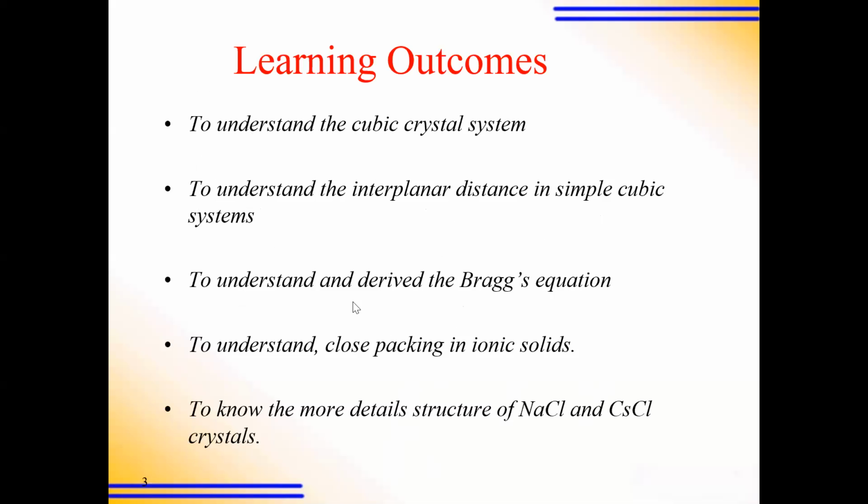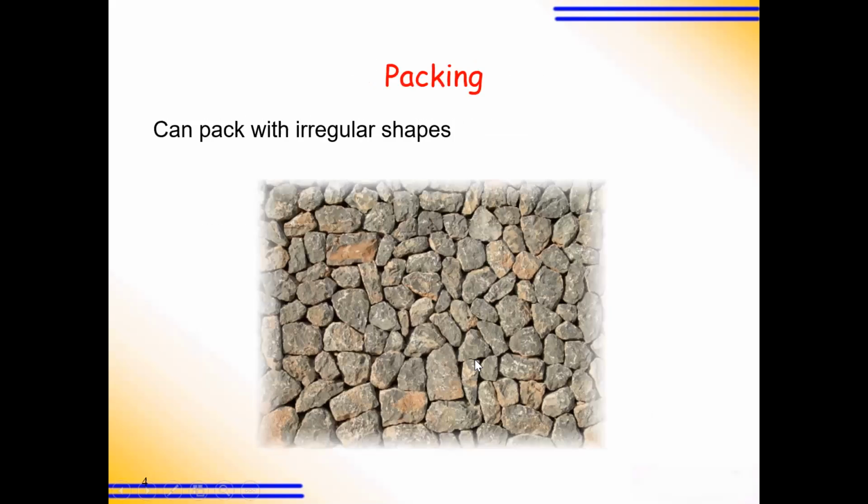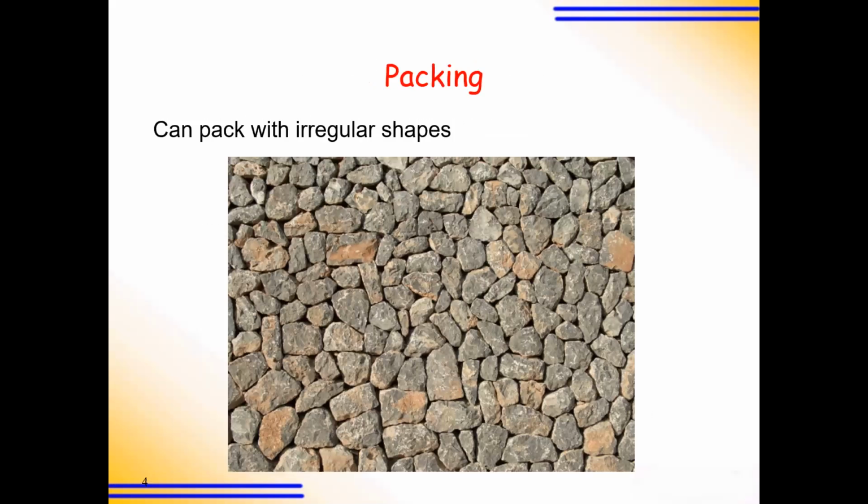And to understand the derived equation, that is Bragg's equation, a very important equation to calculate the HKL values and for the face centered, body centered, and simple cubic systems. So we can determine these with the help of these equations, right? Then we understand the close packing in ionic solids, and get to know the more detailed structures of NaCl and CsCl crystals. This is the outcome of this topic.